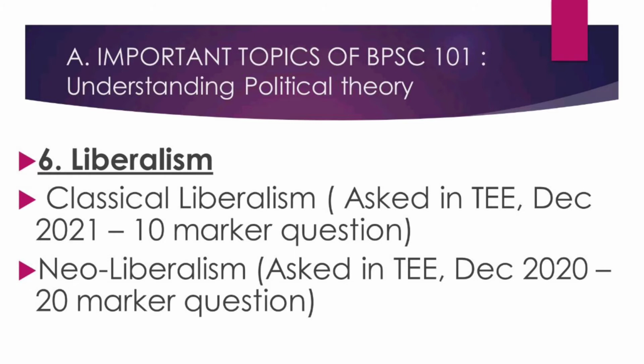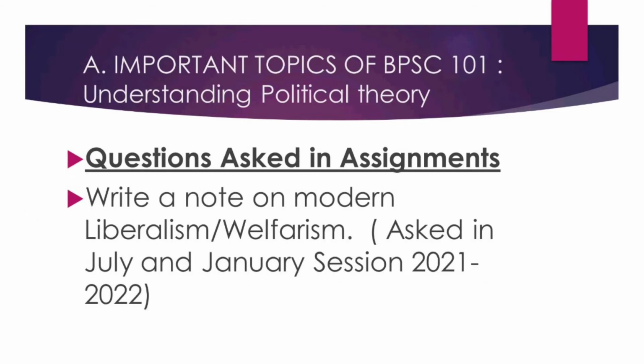So the sixth most important topic is liberalism, and again only 2 questions have been asked so far in both term and examination. The first question is classical liberalism, and it is asked in term and examination December 2021 for 10 marks in the form of short notes. You have to write a short note on classical liberalism. And the second one is neoliberalism, and it is asked in term and examination of December 2020 for 20 marks. The question asked in the assignment question paper from this portion is only 1, and that is write a note on modern liberalism or you can say welfarism, and it is asked in the July and January session of 2021 to 2022.